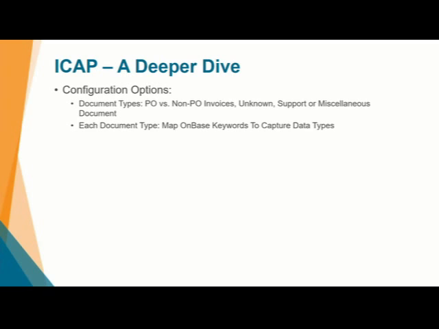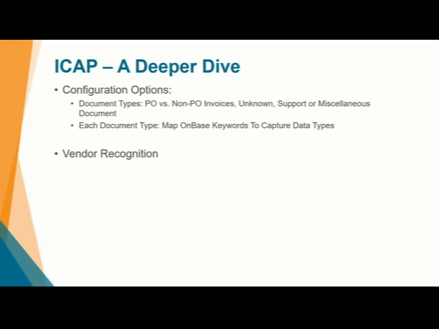I'll show you that in just a few moments here. So really the key here is that you can keep your OnBase document type naming convention. We just need to map these PO versus non-PO invoices appropriately. And the same thing with the keywords. These captured data types need to map back to your OnBase keywords.